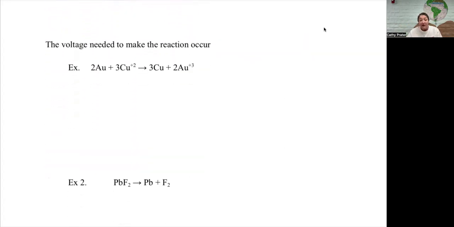Okay, so if I want to determine what the voltage is needed to make the reaction occur, I simply need to calculate E naught. So for this first reaction, I need to identify what's the reduction, what's the oxidation. This is a reduction. So when I do cathode minus anode, the cathode is going to be the copper reaction. So from my chart, I have copper 2 and copper here at 0.34 volts.